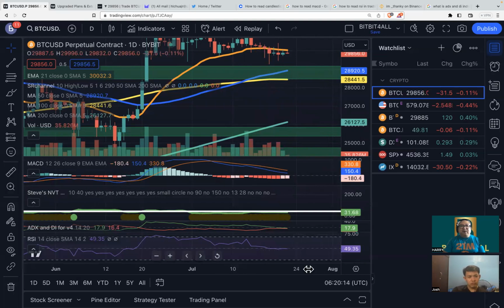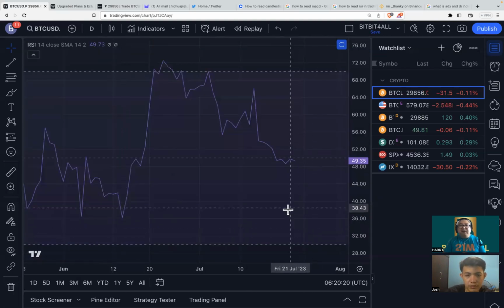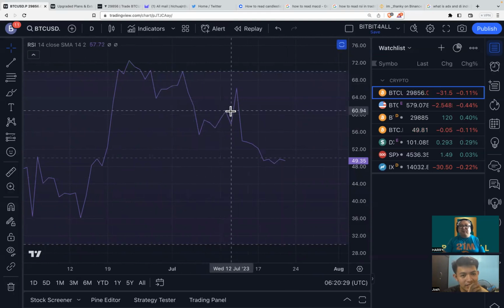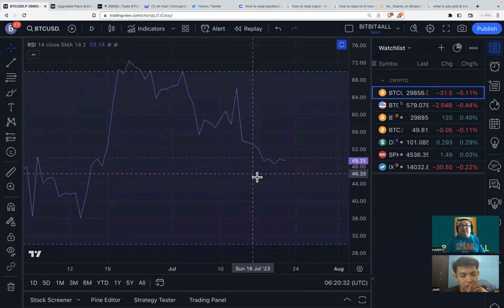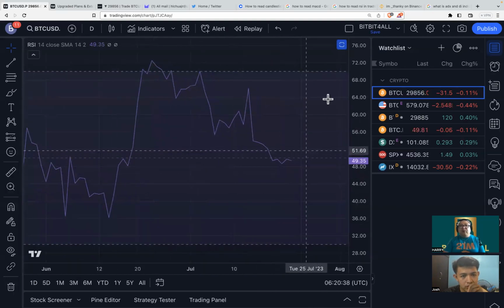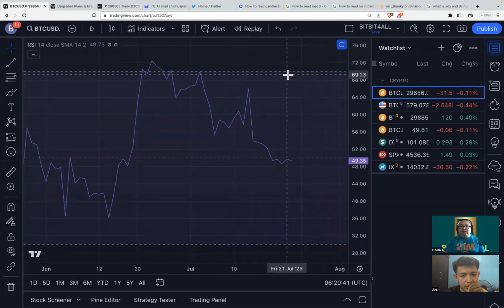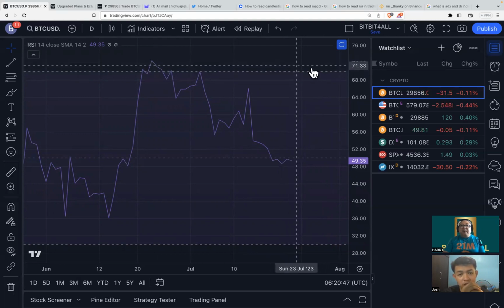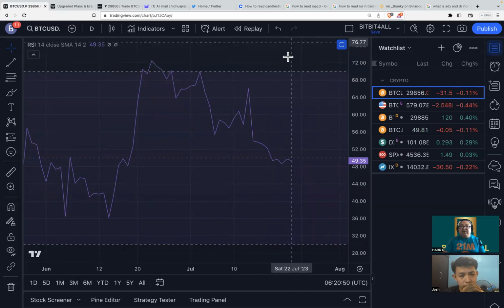Now RSI, let me prioritize this first. So this is RSI. I just use a simple RSI. Skip the stochastic because that's complicated too. Simple is better, it's for basics. RSI will just tell you if it's overbought or oversold. So if it goes above this range, usually 70 or 80, if it's above 70, what does that mean? Overbought. The price is overbought.